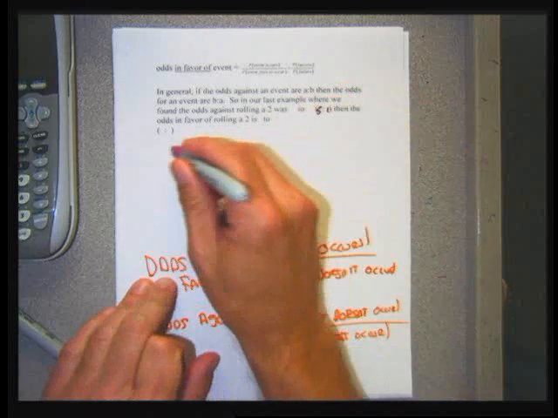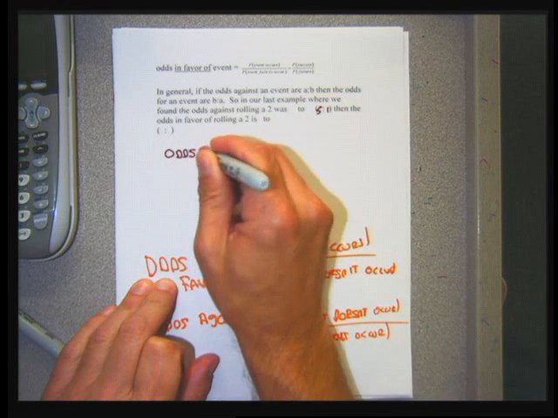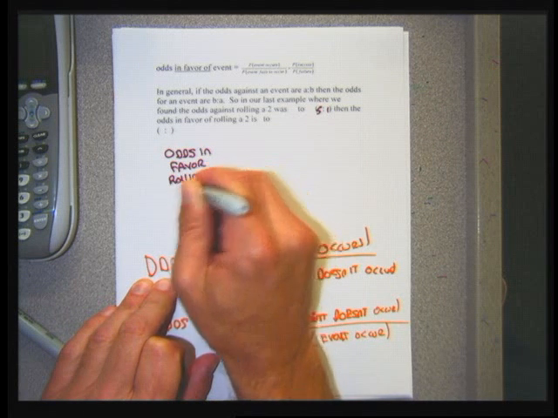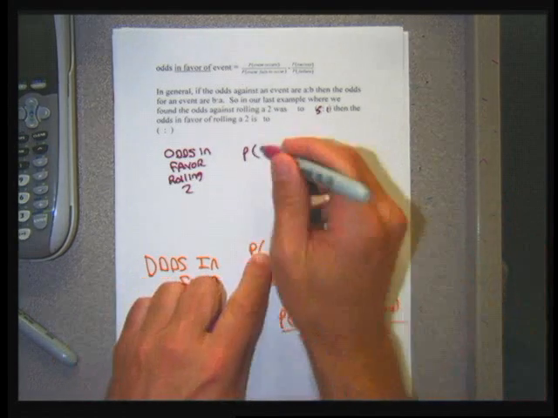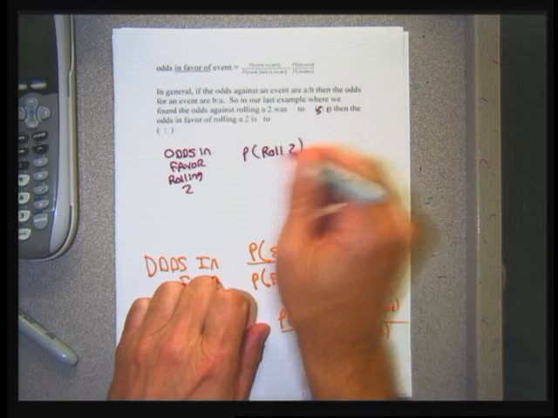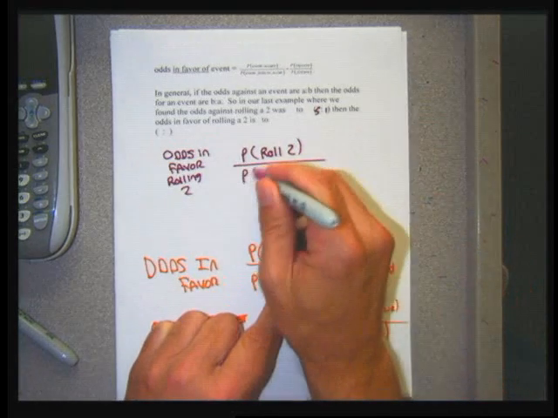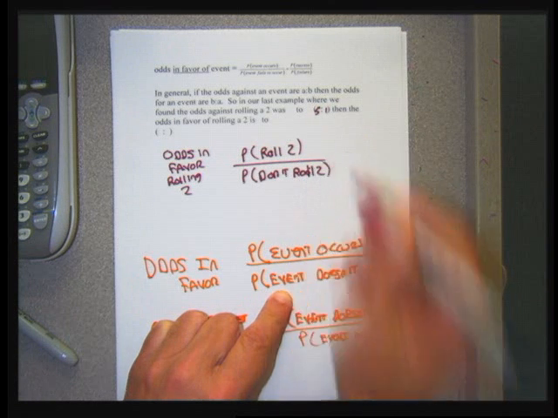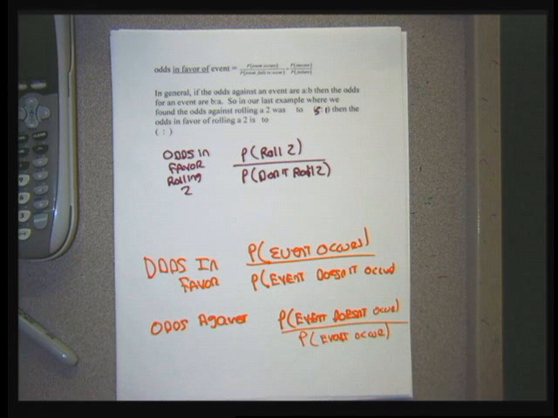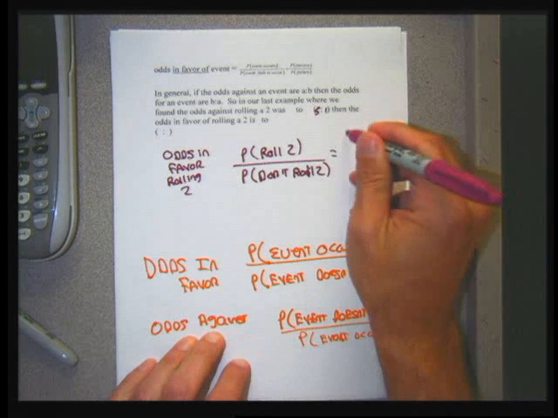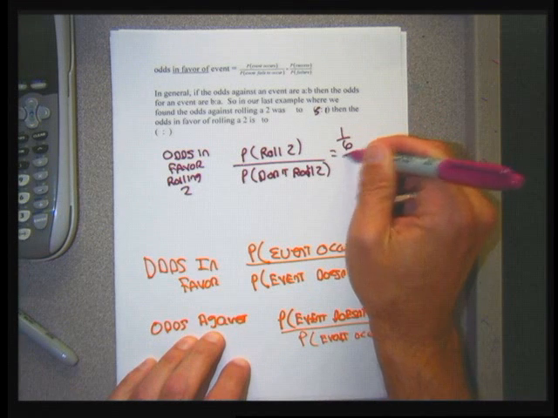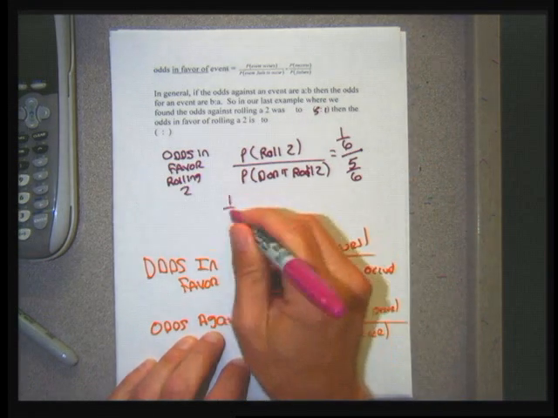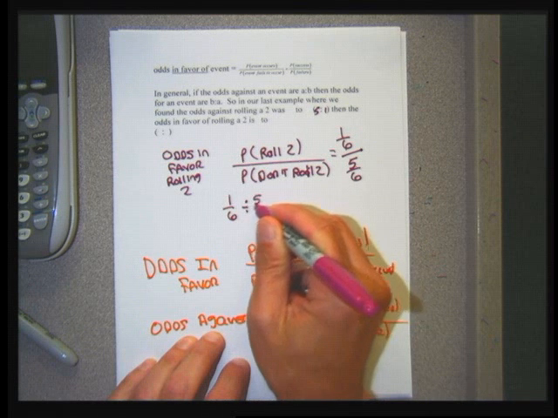If I want to do the odds in favor of rolling a 2, it's going to be the probability that the event occurs, so the probability that I roll a 2, divided by the probability that the event doesn't occur, that's divided by the probability that I don't roll a 2. So the odds in favor of rolling a 2, the probability of rolling a 2 is 1 in 6. The probability of not rolling a 2 was 5 in 6.